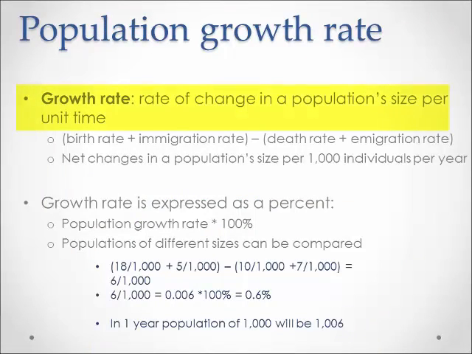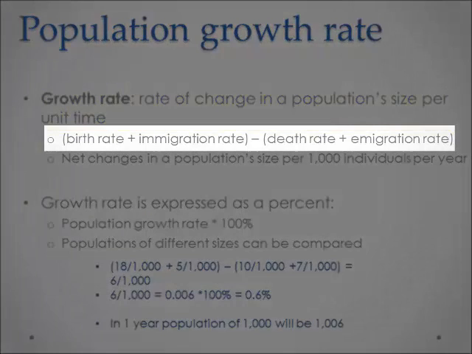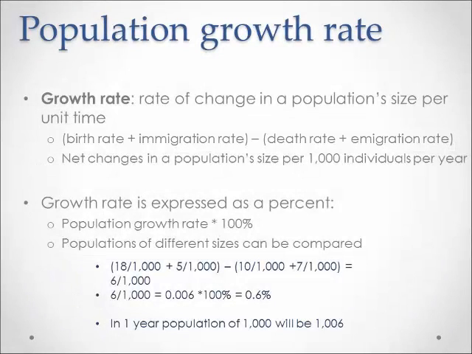Very simply, growth rate is the rate of change in a population size per unit time. The events that cause a population to grow are birth and immigration, and the events that cause a population to decrease are death and emigration. Please note that immigration spelled with an I means individuals coming into a population, and emigration spelled with an E means individuals leaving a population. Growth rate is expressed as a percent of net change per 1,000 individuals per year, so that different populations can be compared.